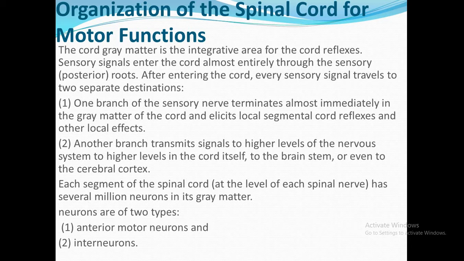one branch of the sensory nerve terminates almost immediately in the gray matter of the cord and elicits local segmental cord reflexes and other local effects. The second, another branch transmits signals to higher levels of the nervous system, to higher levels in the cord itself, to the brainstem, or even to the cerebral cortex.